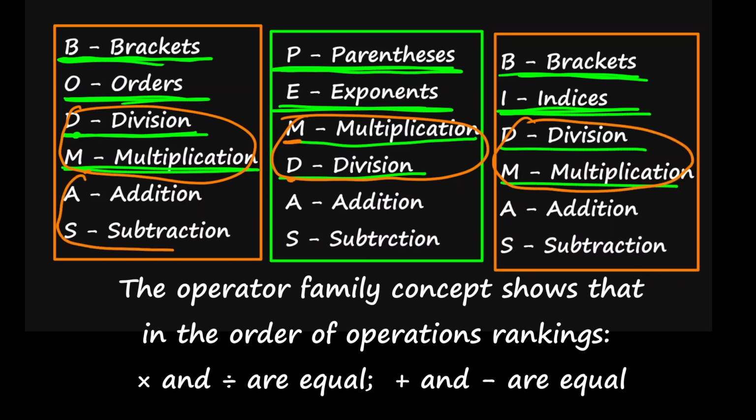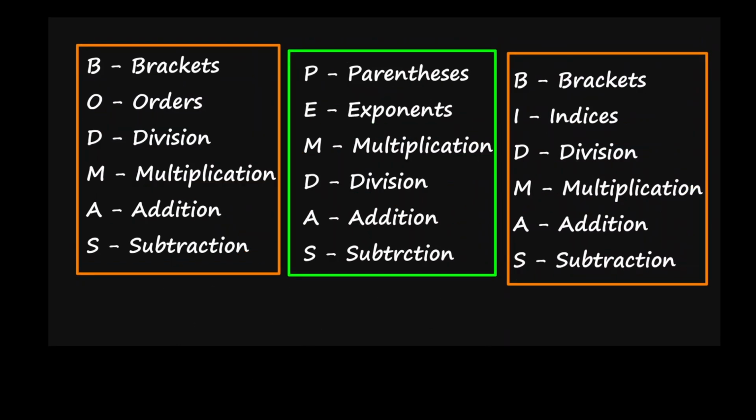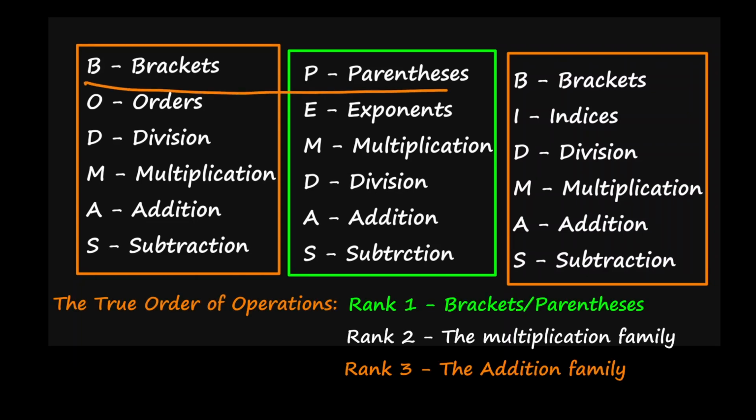Same goes with the addition and subtraction. They are from the same family, so it doesn't matter which one comes first. I could change the AS to SA and it will make absolutely no difference because they are both from the same family. So what we are saying in essence is that the order of operations does not have 6 rankings but 3. And what are these 3? Brackets or parentheses, the multiplication family, and then the addition family.